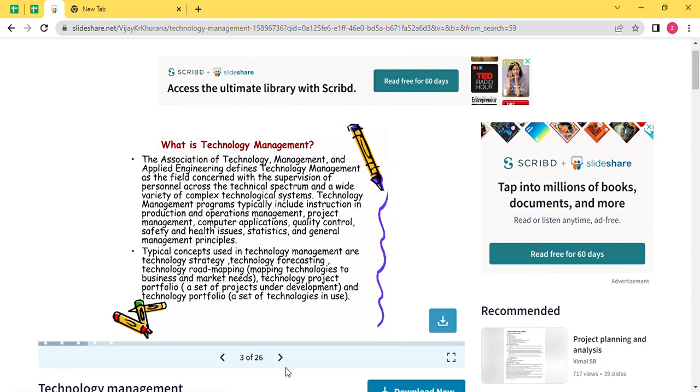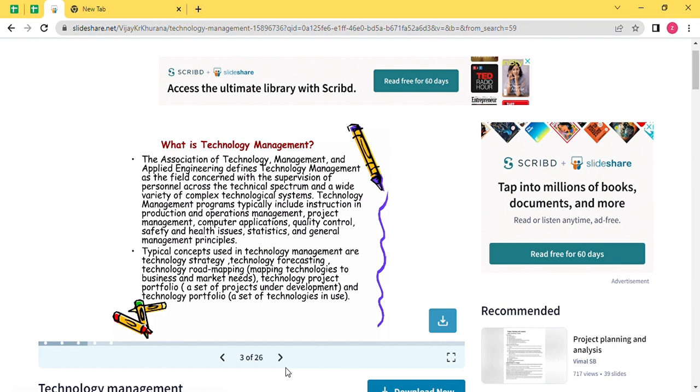What is technology management? The Association of Technology Management and Applied Engineering defines technology management as the field concerned with the supervision of personnel across the technological spectrum and a wide variety of complex technological systems. Technology management programs typically include instruction in production and operation management, project management, computer applications, quality control, safety and health issues, statistics and general management principles.